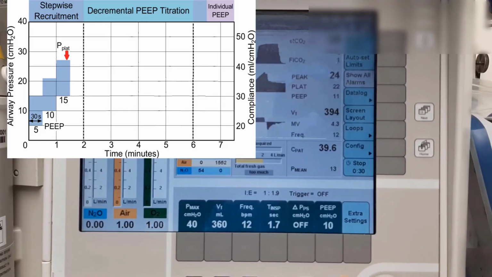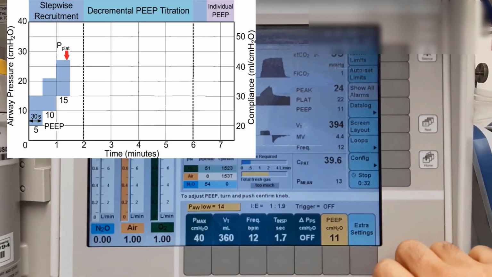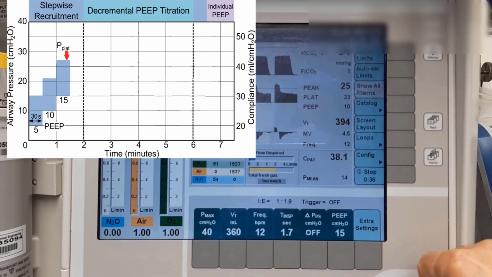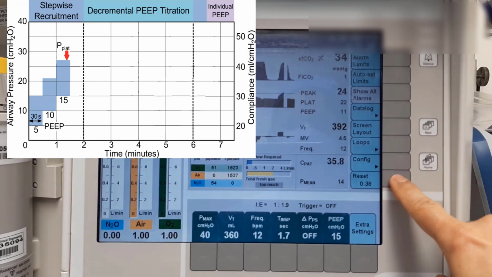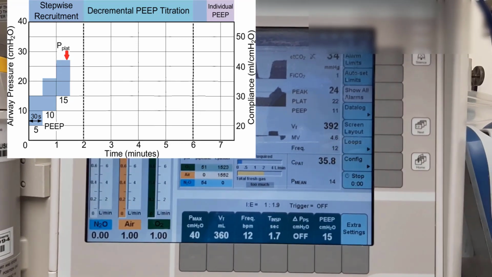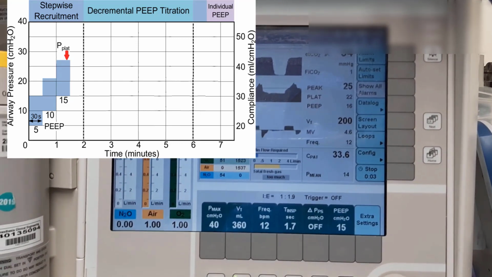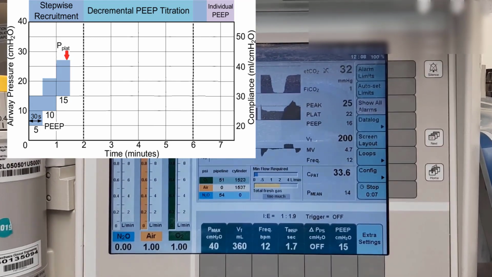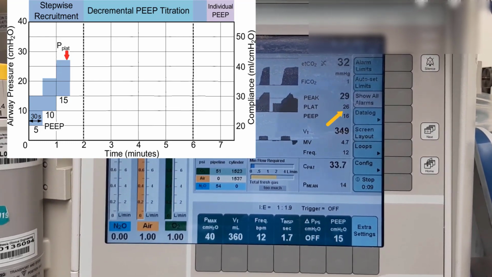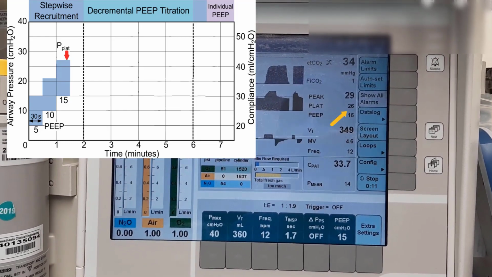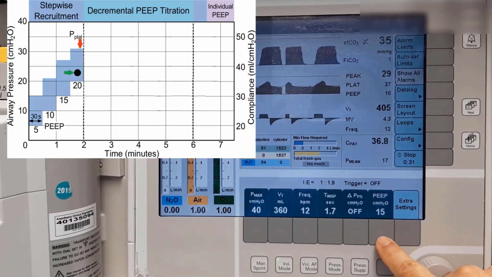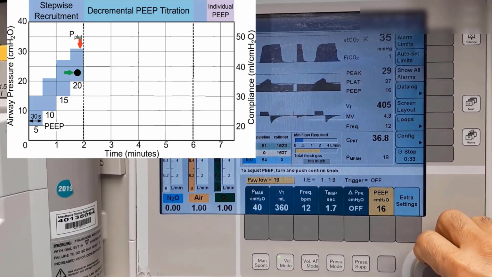The next step is to increase the PEEP from 10 to 15. The anesthesia machine timer is used again. The plateau pressure now reaches 26. Next step is to increase PEEP from 15 to 20.